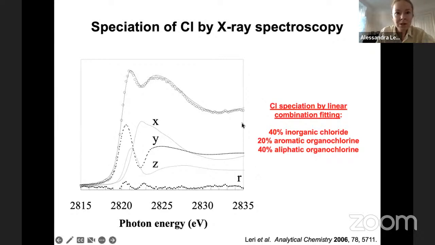So this shows you how we can quantify the different types of chlorine. Here is a spectrum. The dotted line is the spectrum, and the solid line is the fit to the spectrum. So we can use a linear combination to tell the proportions of inorganic chloride, aromatic organochlorine, and aliphatic organochlorine that contribute to a spectrum that's mixed. So this shows you the different contributions, and this way we can tell in this spectrum that we have 40% inorganic and 60% organic forms of chlorine, 20% of which are aromatic and 40% of which are aliphatic.